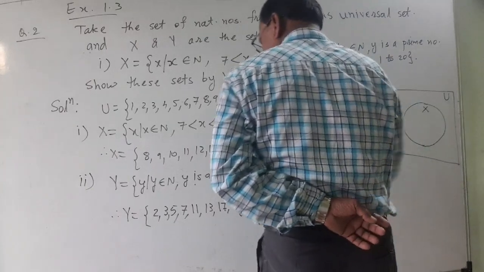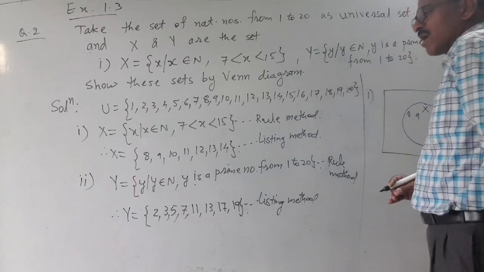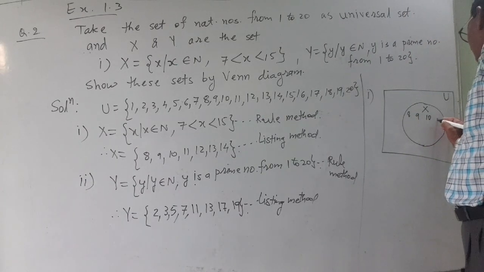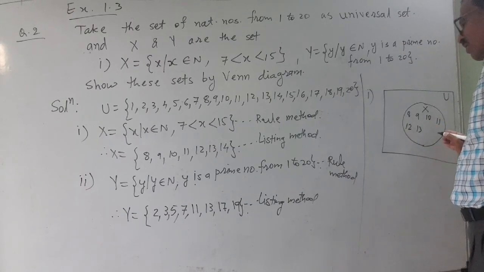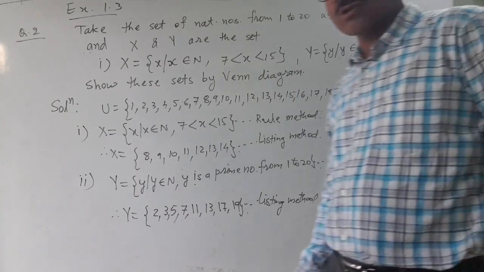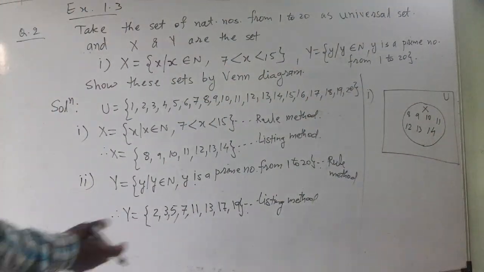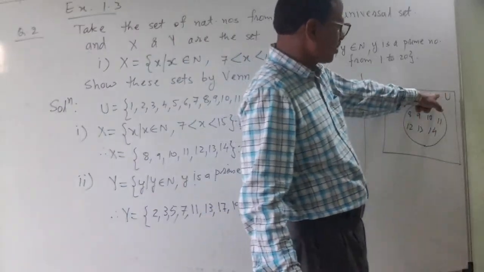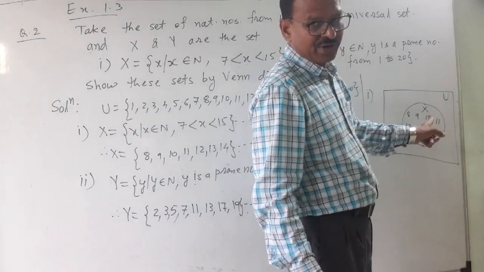What are the elements of X set? 8, 9, don't give comma, don't give full stop. 10, maintain the space. 11, 12, 13, 14. These are the elements of that set. So now the remaining elements will be of the universal set. See, this is also a part of the universal set. This is the subset. It is inside it, which means it is a sub part of it.